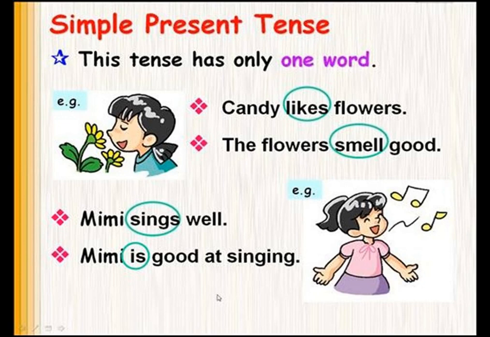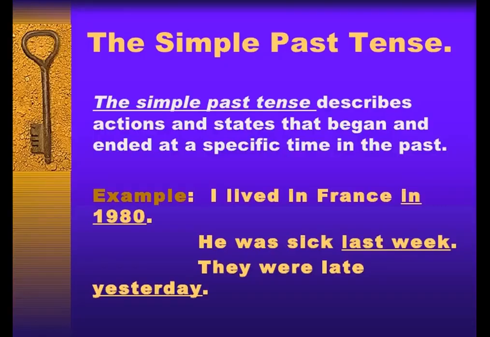Mimi is good at singing. And here in the simple present tense is the word "is". Now next we will see the simple past tense. It describes actions that begin and end at a specific time in the past.